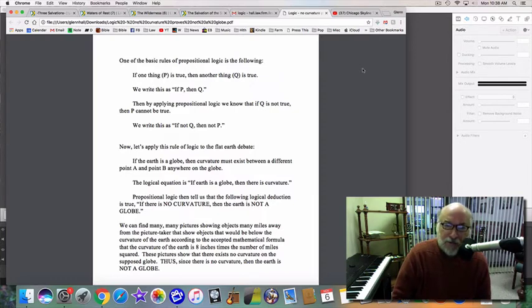Now, the logical equation for that is if Earth is a globe, then there is curvature. And propositional logic then tells us that the following logical deduction is true. If there is no curvature, then the Earth is not a globe. It's very simple logic. Now, we can find many, many pictures showing objects many miles away from the picture taker that show objects that would be below the curvature of the Earth according to the accepted mathematical formula, that the curvature of the Earth is 8 inches times the number of miles squared. These pictures show that there exists no curvature on the supposed globe. Thus, since there is no curvature, then the Earth is not a globe.